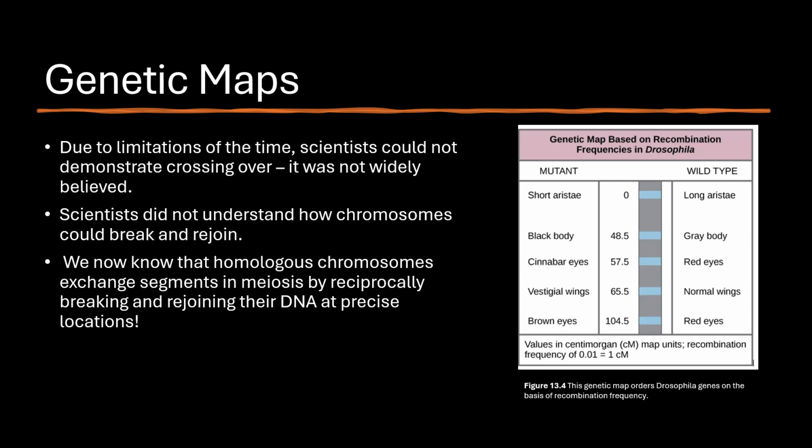We now know that homologous chromosomes exchange segments in meiosis by reciprocally breaking down and rejoining their DNA at precise locations. There's something called a genetic or chromosome map, and it's a linear representation of gene order and relative distance on a chromosome. The average number of crossovers between two alleles, basically their recombination frequency, correlates with the genetic distance from each other relative to locations of other genes on that same chromosome.